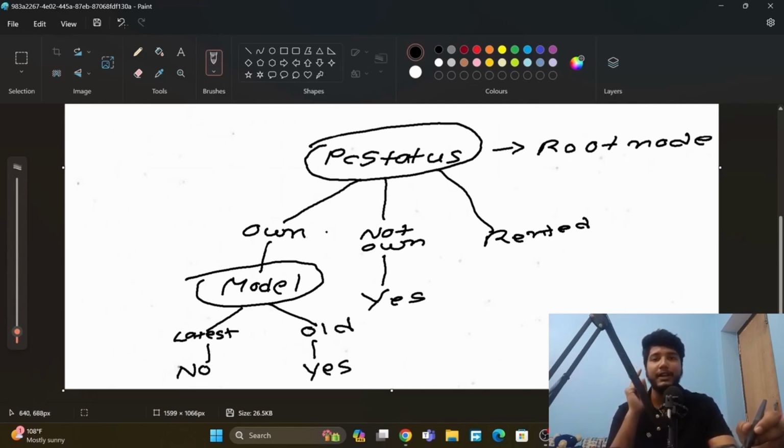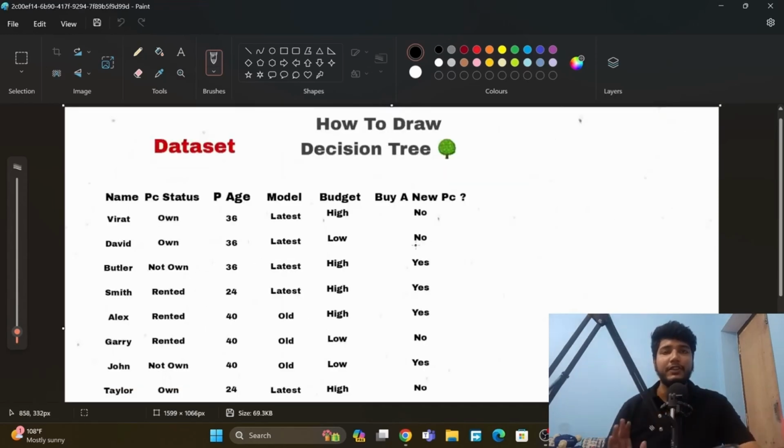The most popular ones are random forest and the ID3 algorithm. In this video we are looking at the ID3 algorithm. In the next video we will do random forest. Random forest is combining multiple decision trees. First we need a data set to train our classification model, the decision tree, so that we can draw it later. So this is the data set.